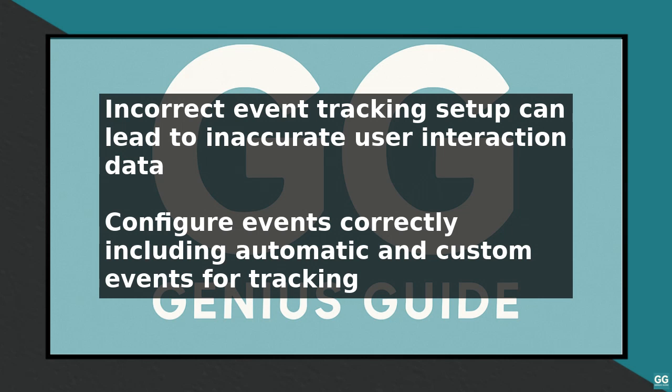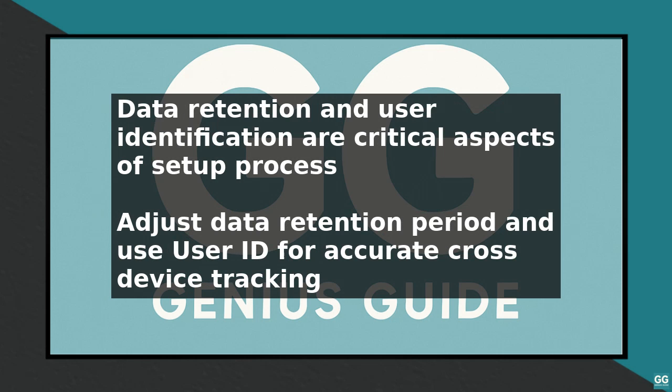Data retention and user identification are also critical aspects of Google Analytics 4 setup. By default, Google Analytics 4 retains data for 14 months, but this can be adjusted to 2 months or 38 months, depending on your business needs. Additionally, user identification is essential for accurate cross-device tracking, which can be achieved by using the User ID feature in Google Analytics 4.